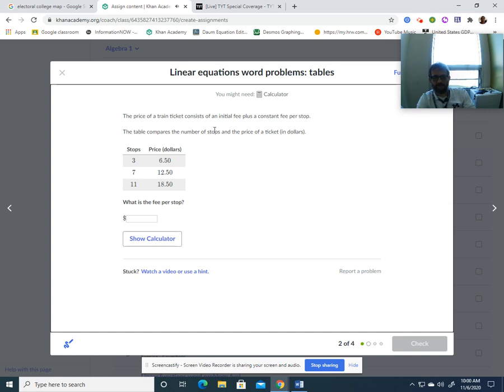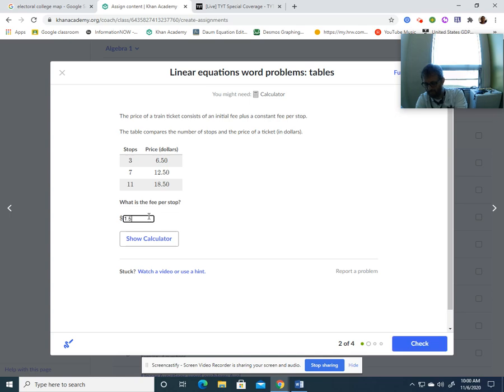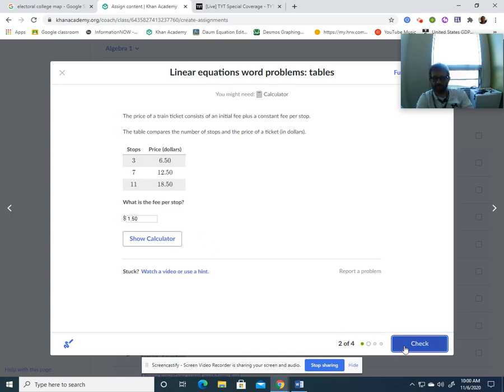The price of a train ticket consists of an initial fee plus a constant fee per stop. The table compares the number of stops and the price per ticket. What is the fee per stop? Okay, so it went up 4 stops, and this changed by $6. It went up 4, this changed by $6. So you're going to take the amount of change in this and divide it by this. Well, 6 divided by 4 is 1.5, or $1.50.